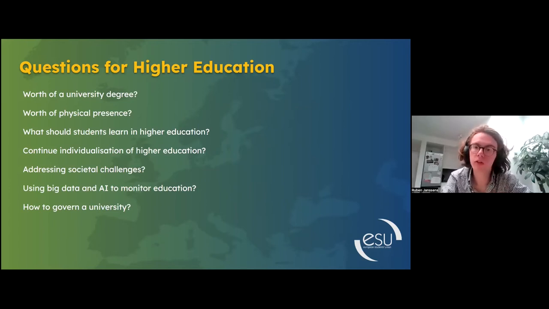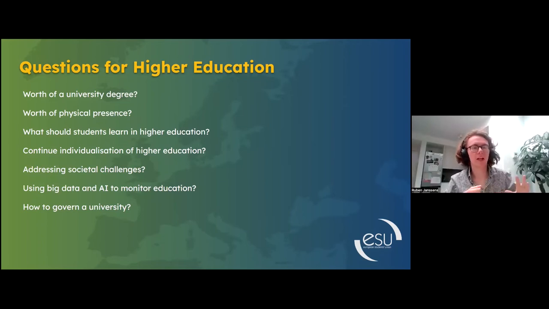What do we actually want the students to learn in higher education? What should be within the program? How much theory should be there? How much practice? How much should we be addressing those societal challenges that we just mentioned? Should we make higher education more individual as well, as we've already been doing for a while, or should we maybe go back to a bit more traditional teaching and learning methods?